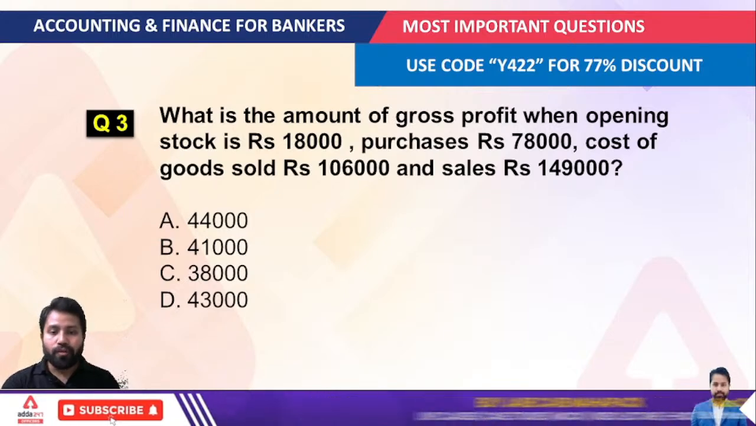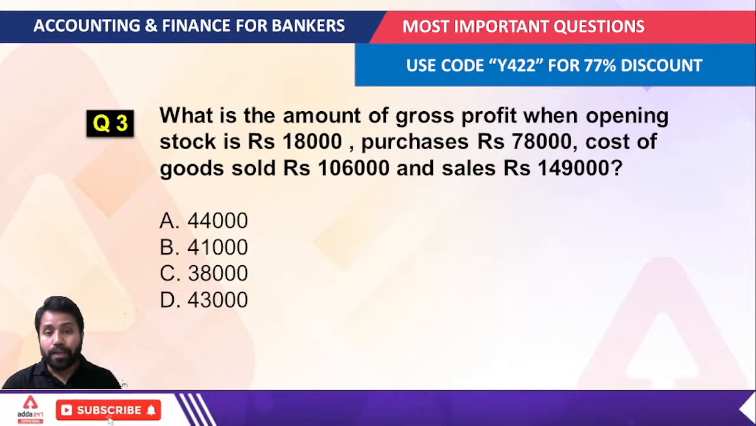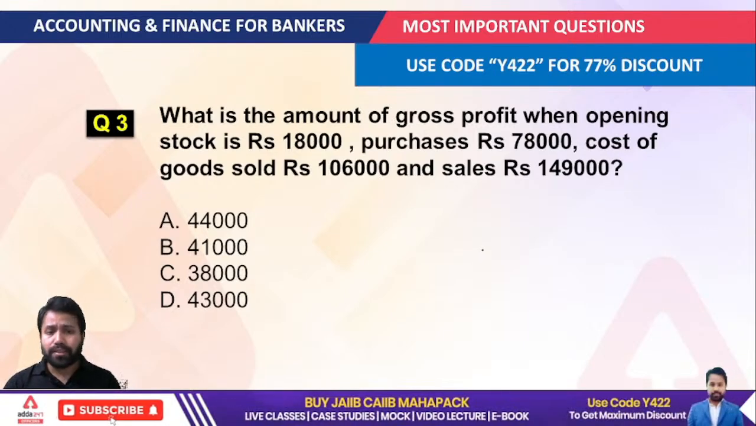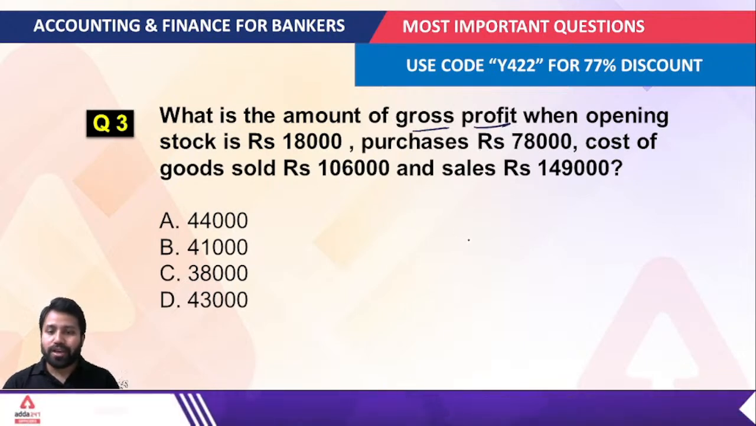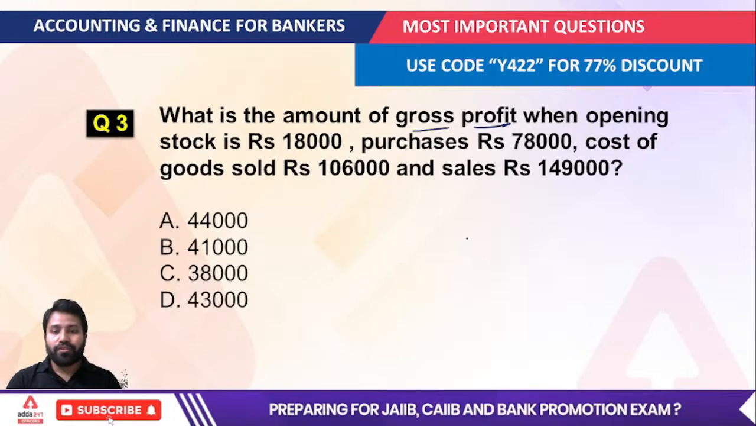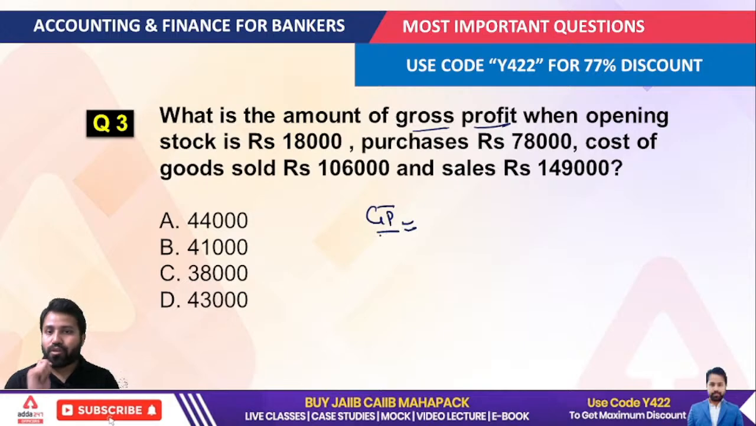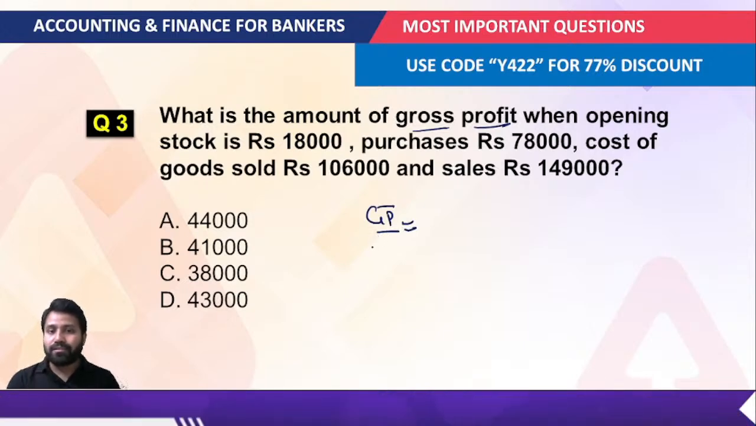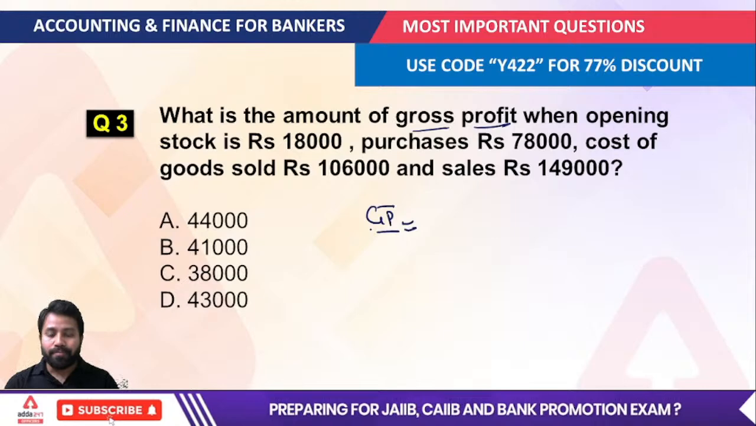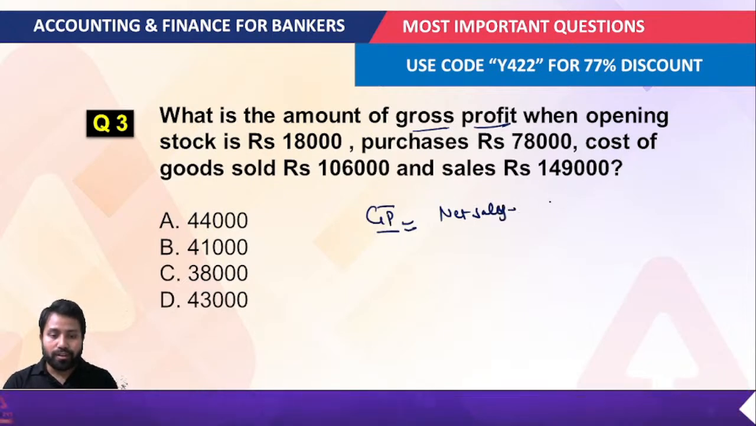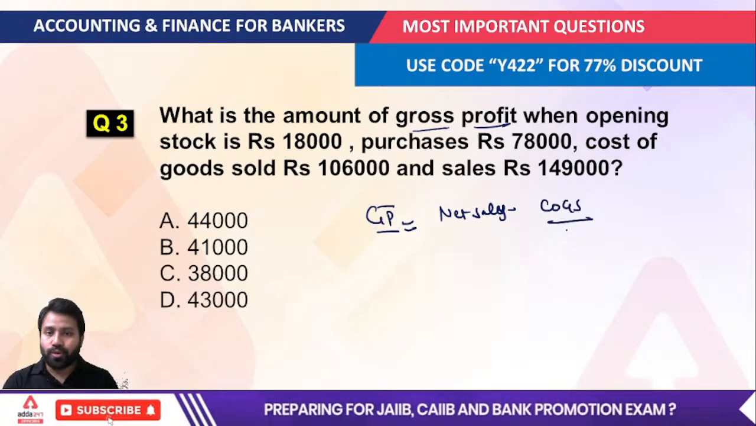What is the amount of the gross profit when opening stock is given, purchases are given, cost of goods sold is given, and the sales are given? You have to find out the gross profit. Okay, how can you find out the gross profit? The very first thing is, you have to stick with your concept, because the concept stays there but the questions change. So gross profit is equal to net sales minus cost of goods sold.